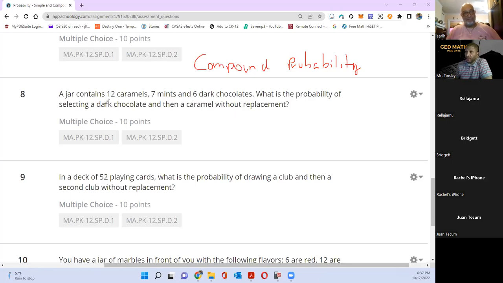All right. So you're selecting a dark chocolate first, and then you're selecting a caramel. But the important thing is saying without replacing. That means you're picking that dark chocolate, and you're not putting it back in the box. You're eating it. It's gone. So now the probability of selecting a dark chocolate is what?